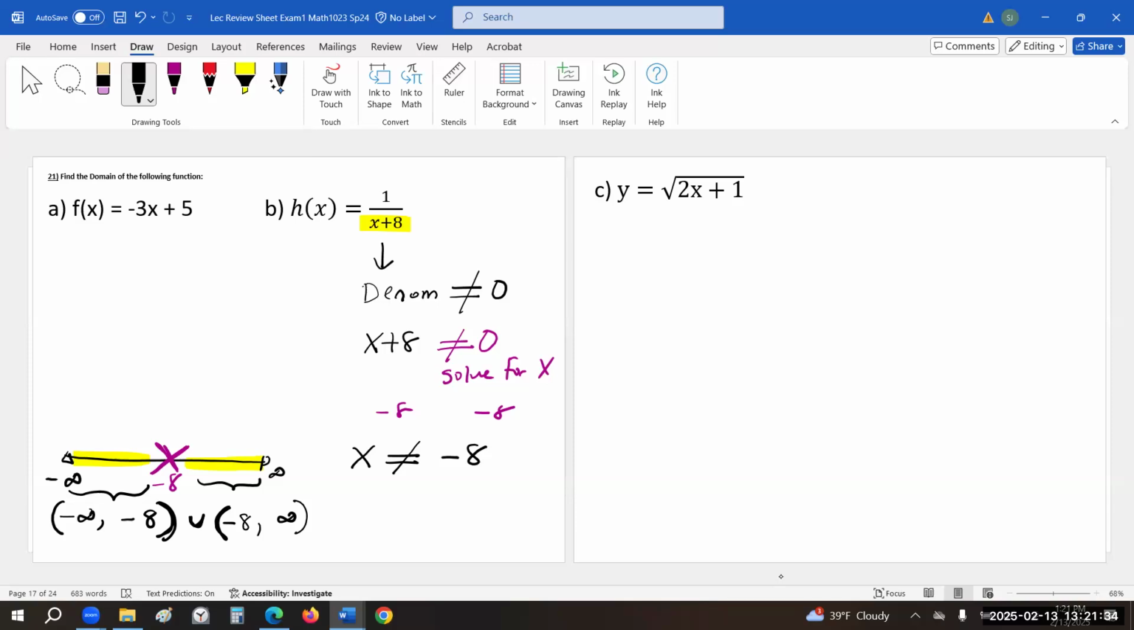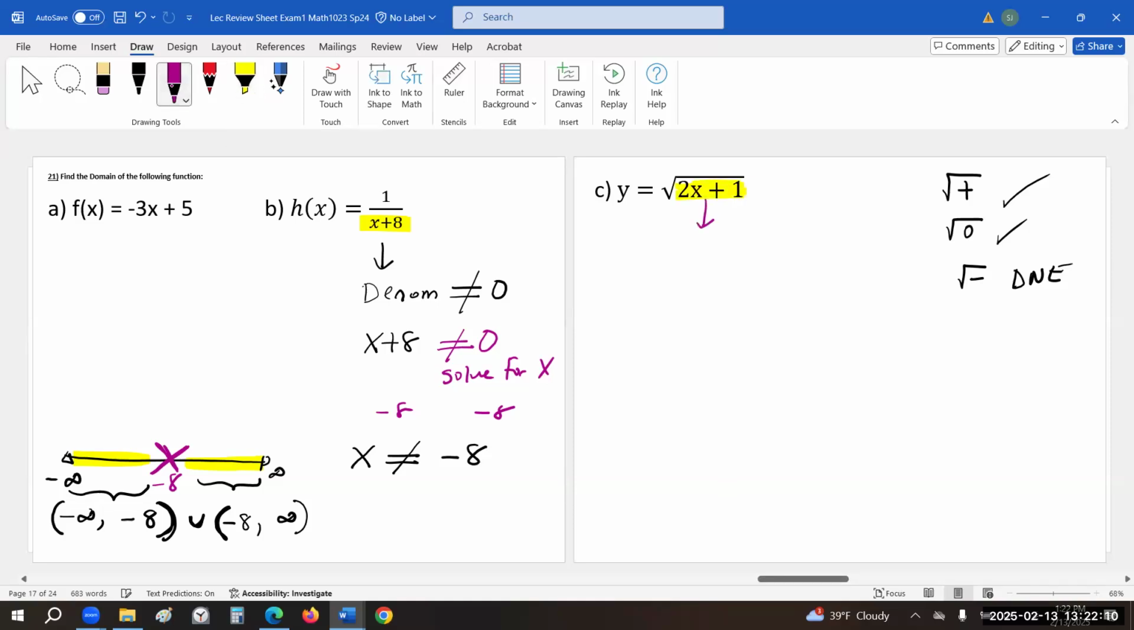Now, the second one is even root, square root, right? Do you know what is the square root of any positive number? Does it exist? It does. Do you know what is the square root of 0? It's 0, so it does exist. Do you know the square root of any negative number? It doesn't exist. That means for any type of square root, what's the problem? Non-negative.